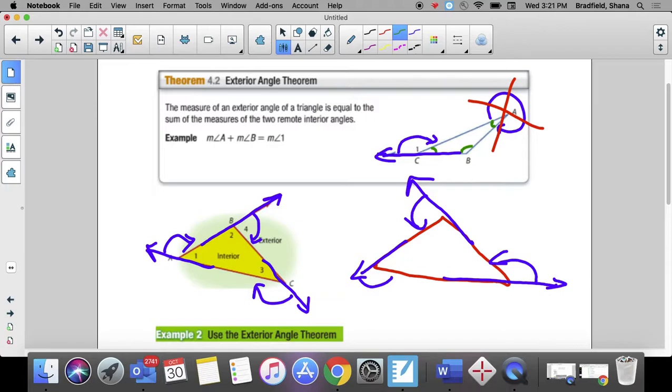Now what the exterior angle theorem says is that the measure of an exterior angle of a triangle is equal to the sum of the measures of the 2 remote interiors. So in the picture on our theorem, let's say I give these some values. Let's say I give angle B a measurement of 120 degrees, and I give angle A a measurement of 20 degrees. So C, just based on the triangle angle sum theorem, would have to be 40.